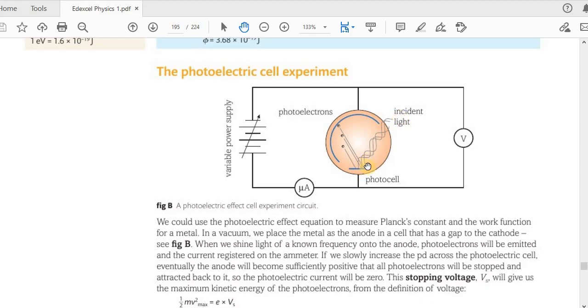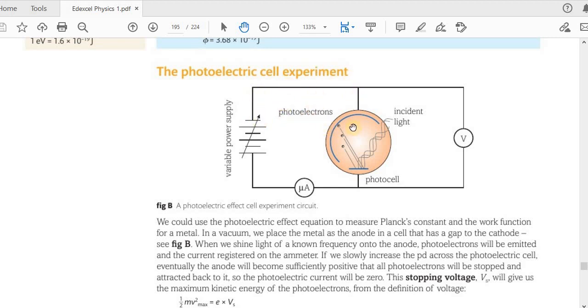What we are doing here is shining light, incident light, on this, which will cause the emission of photoelectrons. When the electrons are emitted and moving, there will be a reading here. There will be a potential difference also. So we are increasing the value of the variable power supply, so that it becomes more and more negative on this side.